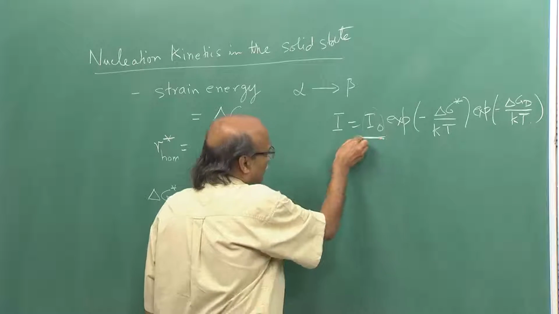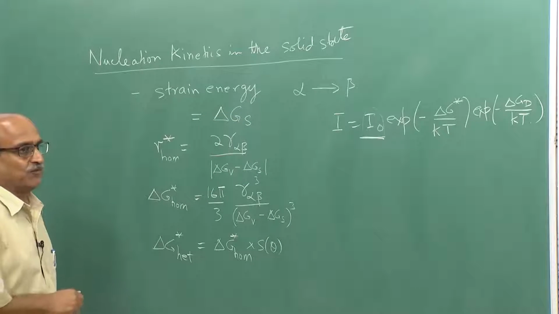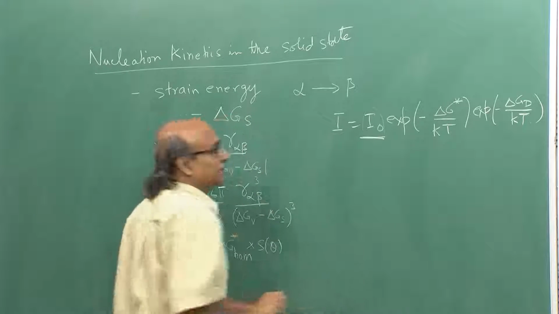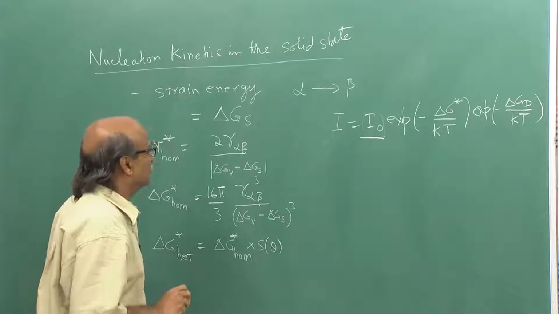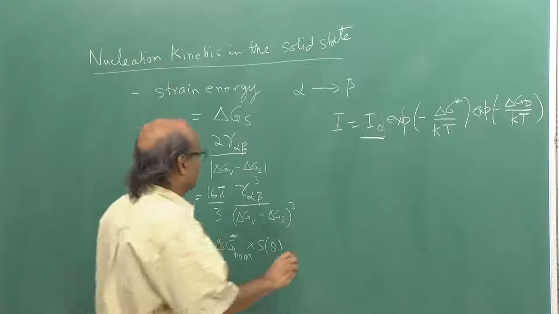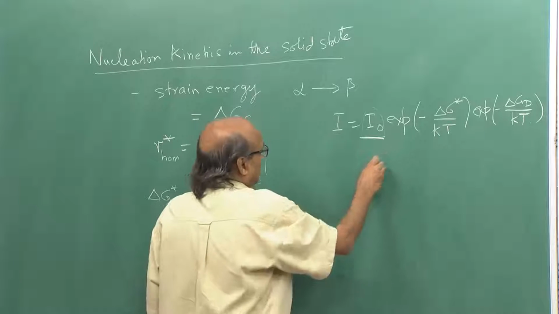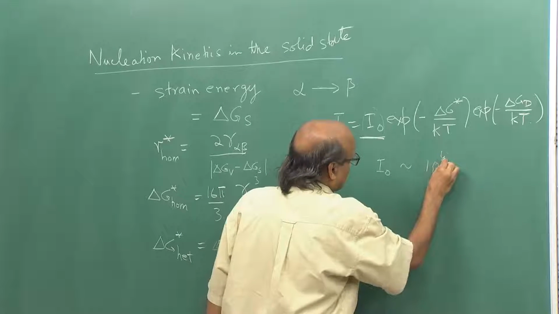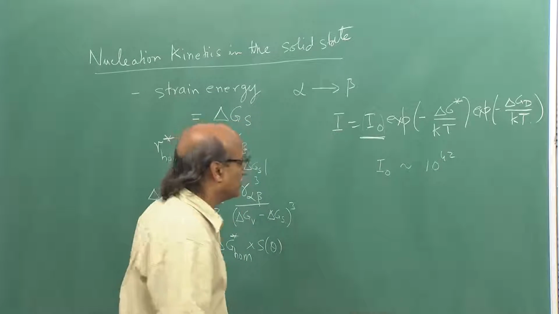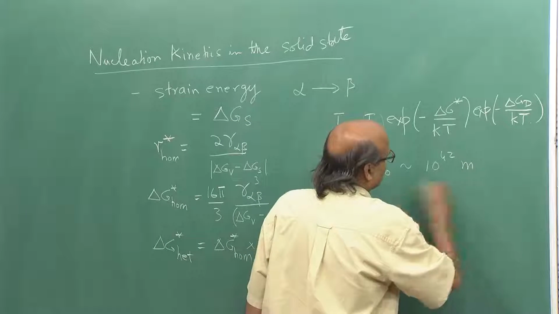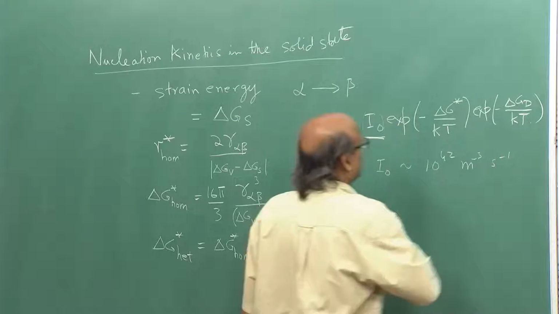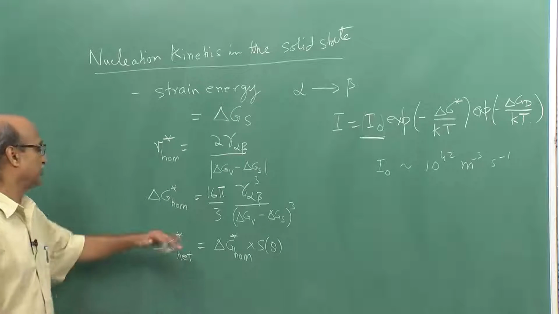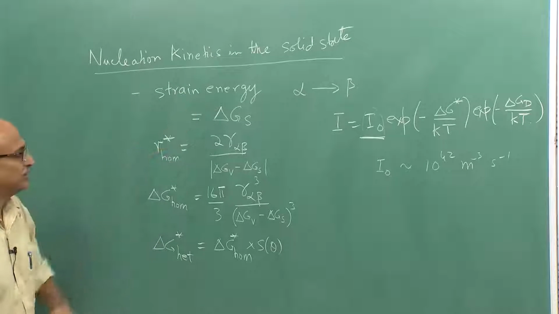Now, I want to explore I naught. What happens to the factor I naught in the nucleation rate expression? Well, in the homogeneous case, I naught we have taken as of the order of 10 to the power 42 for metals, 10 to the power 42 per meter cube per second. Now, I want to explore how I0 will change in the heterogeneous case in the solid to solid transformation.